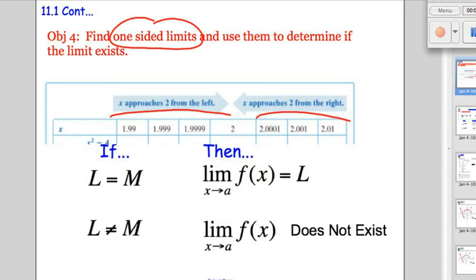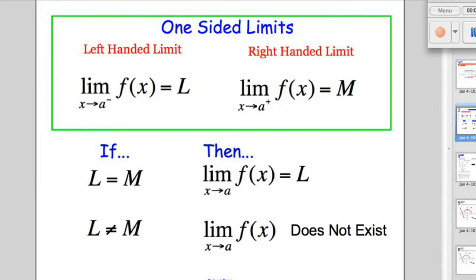So these are important for the following reasons. Remember our notation that we talked about in class, that we were looking at the left side and the right side, and the left we talk about it with a negative symbol in the superscript of the thing we're trying to find the limit to, and then a plus symbol when we're coming from the right. So let's say that the limit as we come from the left is L, and the limit as we come from the right is M.